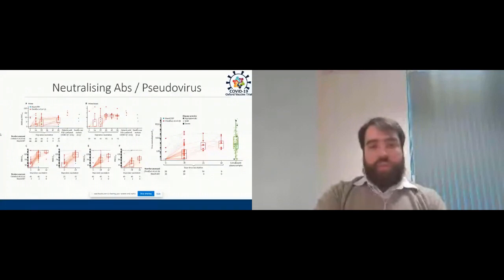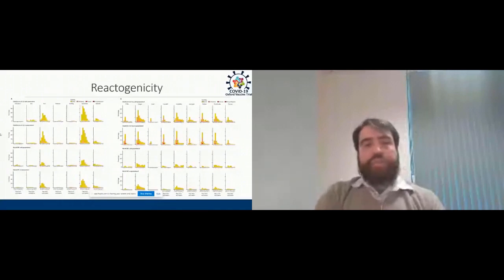Just to remind everyone that when we originally started the program, the vaccine was intended to be given as a 1-dose program. But this data then made us investigate a bit further about whether we should be considering a 2-dose regime.